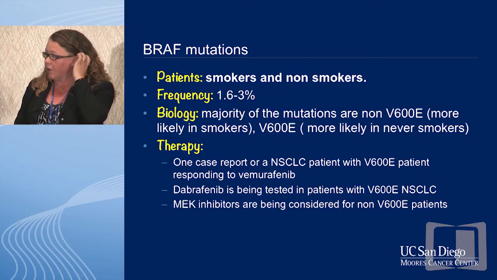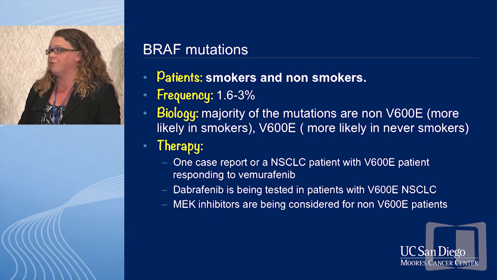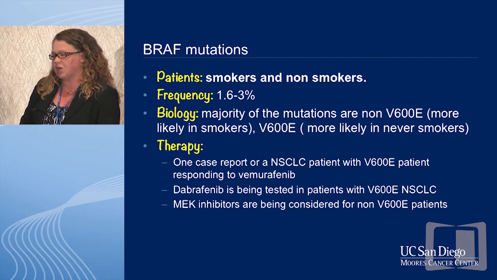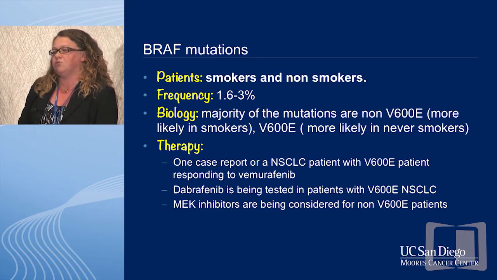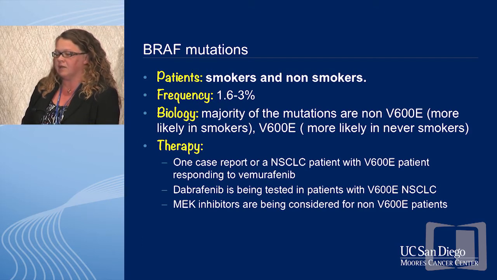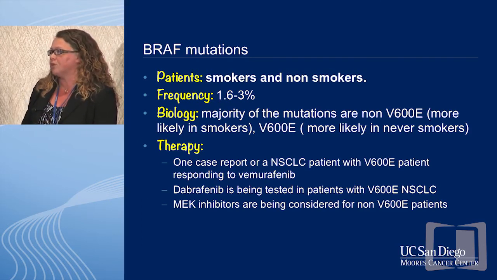My last slide is about BRAF mutations, which are pretty rare. The BRAF mutations in lung cancer are actually quite interesting. They're not as uniform as in melanoma. In melanoma, we know that the majority of the BRAF mutations are V600E. In lung cancer, V600E is only responsible for about 40% of mutations. And there's a difference by smoking history. If you are a non-smoker, you are more likely to have V600E. If you are a smoker, you are more likely to have a non-V600E.